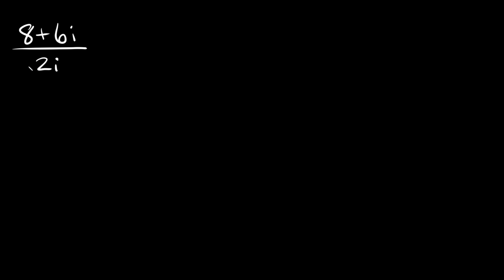All right, here's the next example we're going to go over. So here we have 8 plus 6i over 2i. So as you can see, the denominator is different, right? It's still a complex number, but we don't have both parts of it, right? So a plus b times i, here we basically just have the bi part, right?